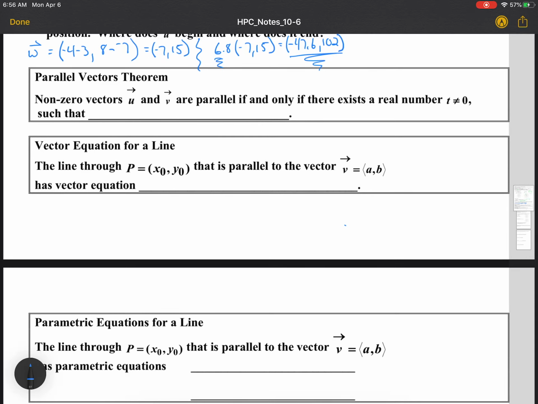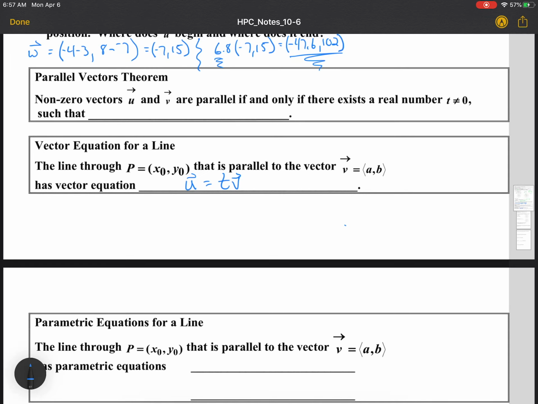So we're going to talk about the parallel vectors theorem. Non-zero vectors u and v are parallel if and only if there exists a real number t that does not equal 0 such that u equals t times v. That's pretty much saying if you have a vector that is a scalar multiple, it is parallel, because it's either going in the same direction, or it's going 180 degrees in the opposite direction and it's still parallel. We talked about that earlier. So we have u equals tv, the same thing as the scalar multiple. T is just our scalar multiple in this case.